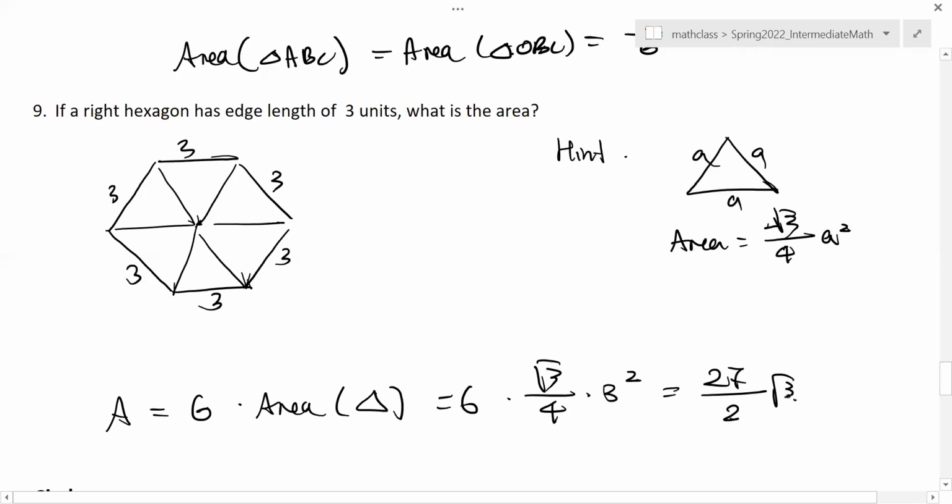Now do not approximate it. Square root 3 is a number, a perfect number, right? Then that's a perfect answer. You don't need to approximate unless you are asked to do that.